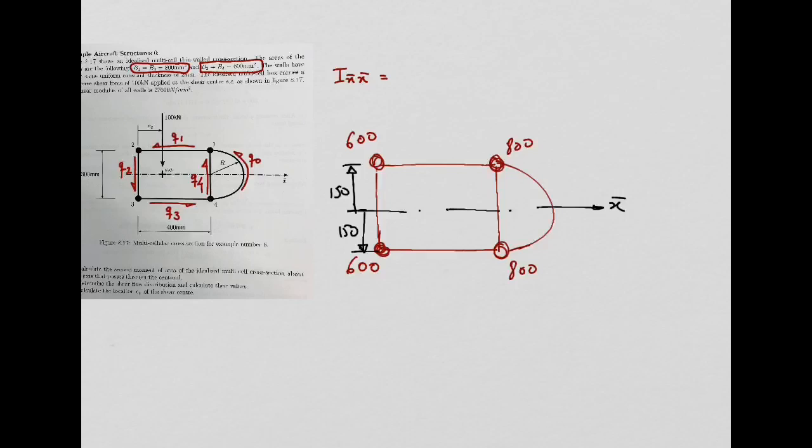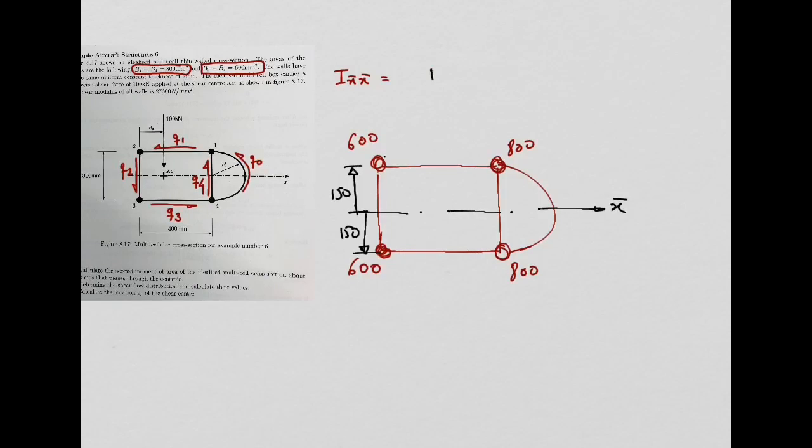So now we can say, for example, if we look at these two booms here, the contribution of these two booms to the second moment of area, the formula to get it is the boom area times the square of the distance of the boom to the neutral axis. For each boom, we need to do this: the area of the boom times the square of the distance to the neutral axis.